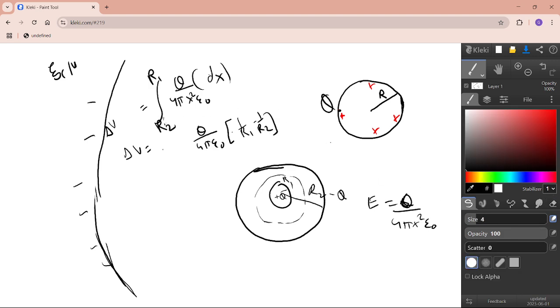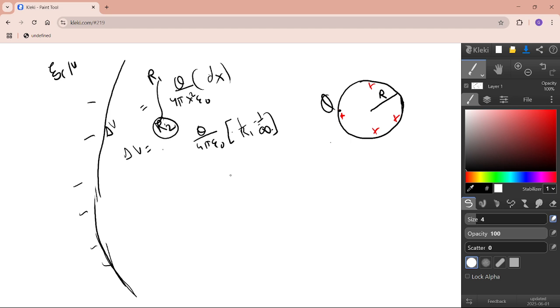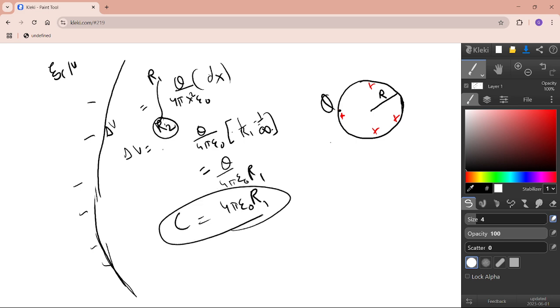Now here, I'm just going to put infinity. Of course, if you do not have infinity, it becomes R2 minus R1 upon R1 R2, and with the capacitance, it becomes 4 pi epsilon naught R1 R2 upon R2 minus R1. But just putting infinity here, it becomes Q upon 4 pi epsilon naught R1. And of course, the capacitance becomes 4 pi epsilon naught R1. So this is the capacitance.